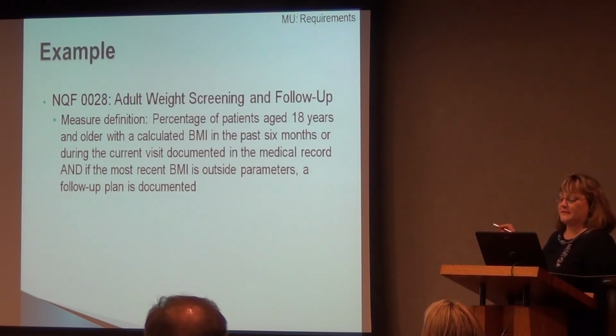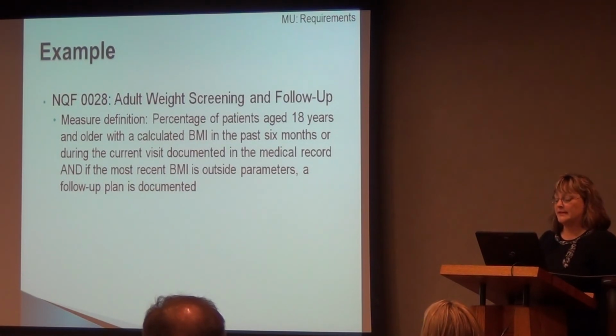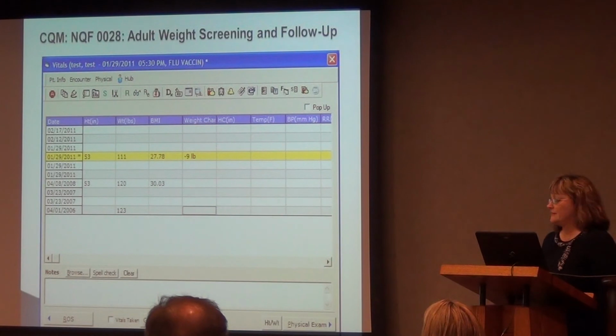This is the adult weight screening and follow-up measure. The definition is the percentage of patients who are 18 and older with a calculated BMI in the past 6 months or during the current visit documented in the medical record. And if the BMI is outside parameters, a follow-up plan must be documented. Here's an example of meeting this type of measure. We've calculated the height and weight. The system has calculated the BMI and the weight chart difference.